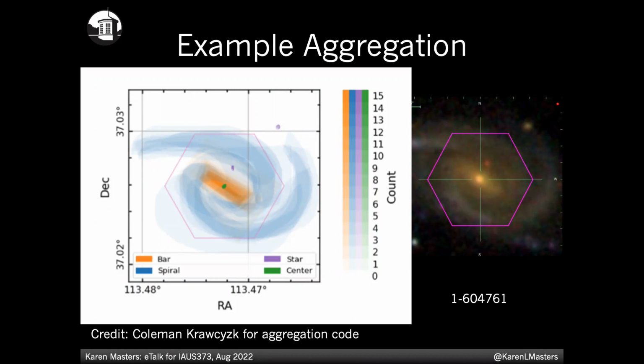For the bars and spirals, where each user encloses a set of spaxels in that feature, we provide heat maps, which say how many of the 15 users enclosed a given spaxel in their feature. And so that's what's shown in the orange and blue in there, revealing the sort of consensus region for the bar and spirals. I want to give some credit here to my co-author Coleman Krozik, who wrote this aggregation code and did this work. And so it is all available now for use.